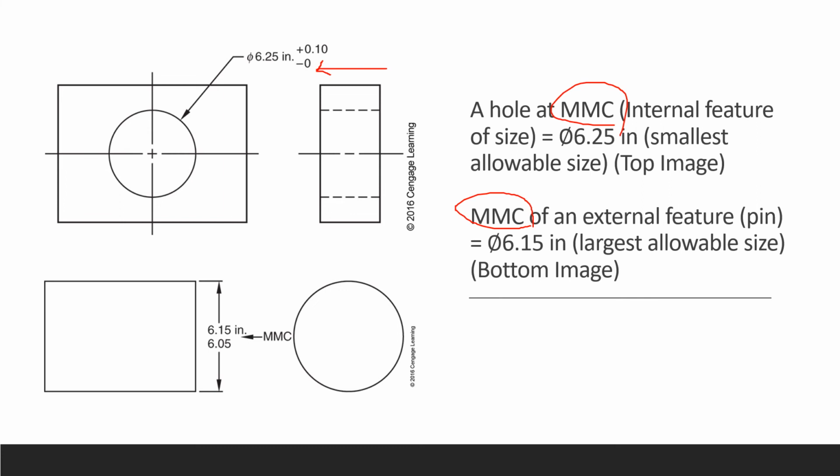Alright, I'm going to erase it. For an internal feature, if you want the maximum material condition, you're going to choose the smallest tolerance, which in this case is 6.25. For an external feature, if you're looking for the maximum material condition, we're going to choose the largest one, 6.15 in this example. So we'll go with mathematics: internal, external. External, go largest. Internal, go smallest.